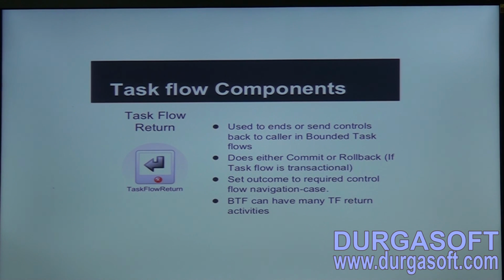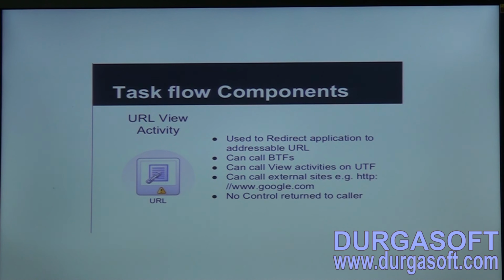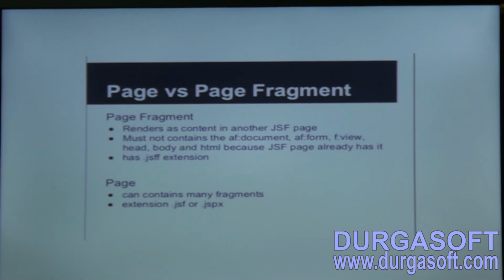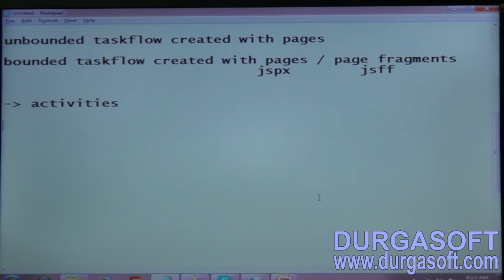This is task flow return. From the task flow I want to return to the main, then take this one, task flow return. URL activity. Okay. Save point restore, this is for restoring purpose. That's all. So these are the activities.